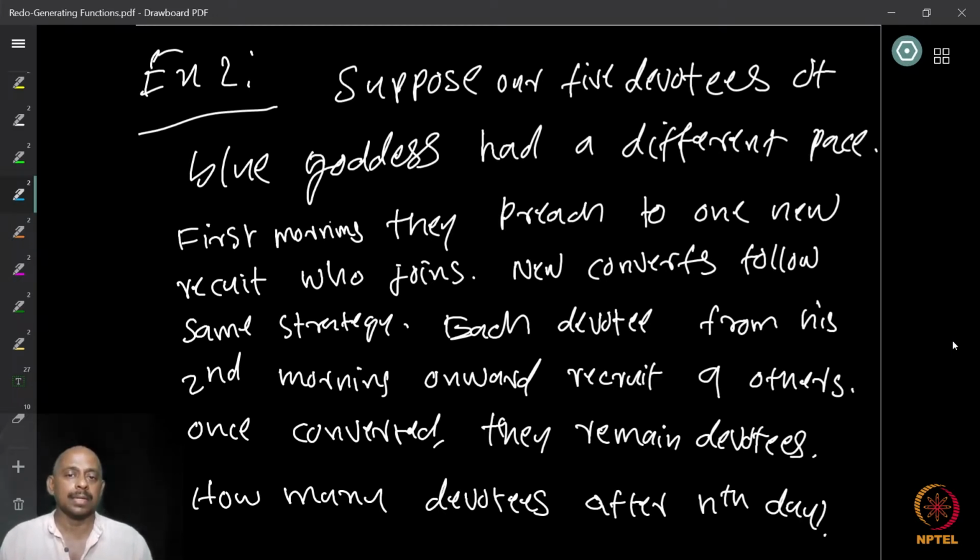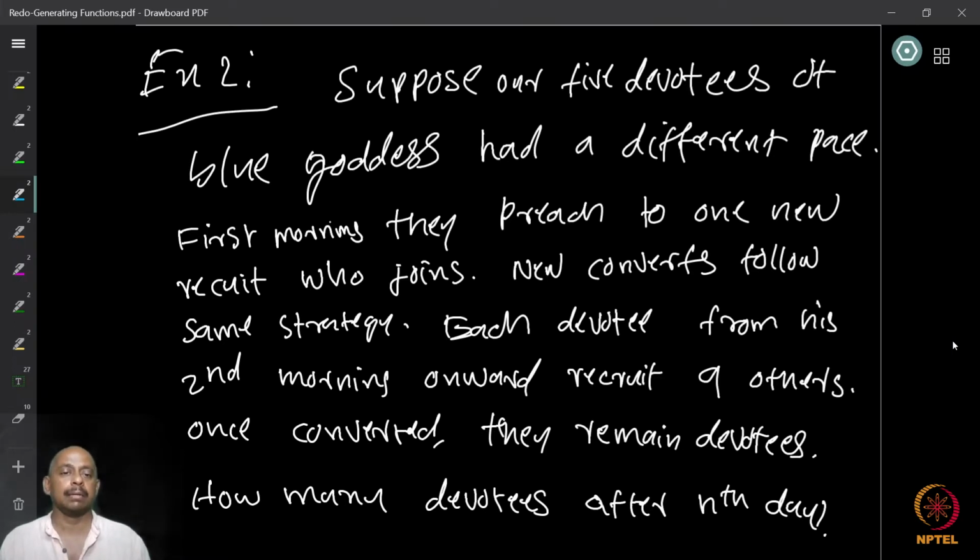Now the new converts follow the same strategy. Once they join the religion, the next morning they will preach to one person, then recruit. Then every devotee from his second morning onwards recruits 9 others. So they have increased the pace. The first day it will be relaxed, but from the next day onwards they are more energetic and convert 9 people every morning. Once converted, all the converted people remain devotees. Nobody changes their opinion. In this case, how many devotees will be there after the nth day?